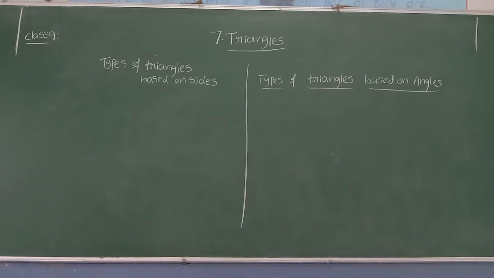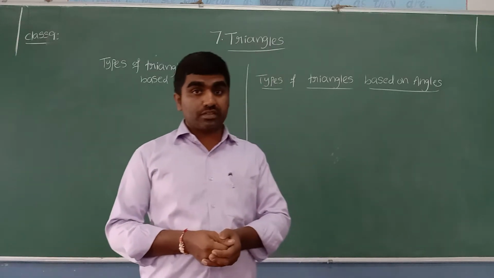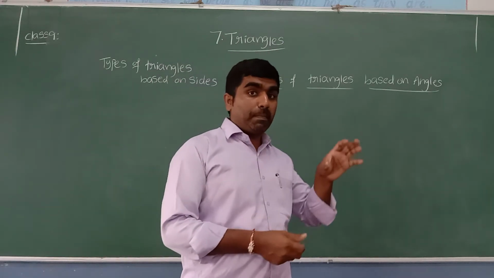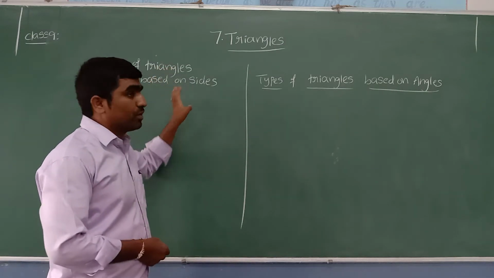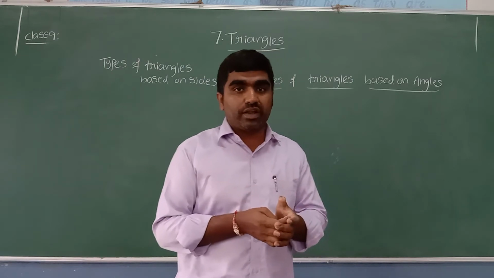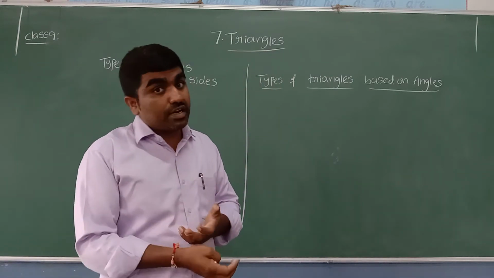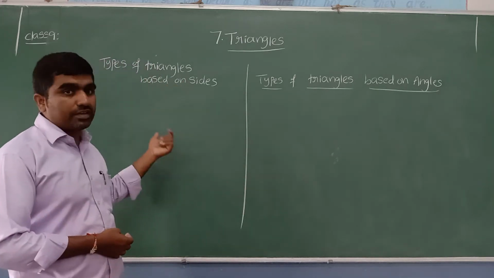Yes, children, just now we explained the parts of a triangle. It has three sides, three angles, and three vertices. Based on those three sides, we are going to make types of triangles based on sides. Based on the length of the sides, either all three sides are equal in length, or all three sides are different. So based on their side lengths, we can divide the triangles.